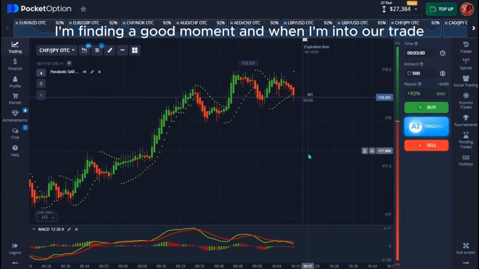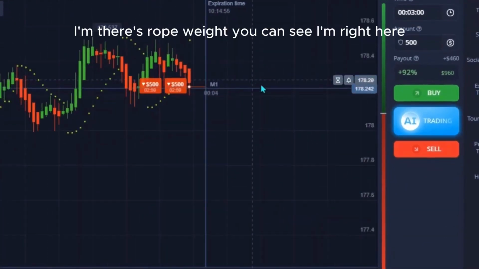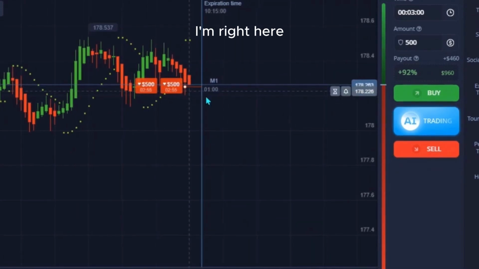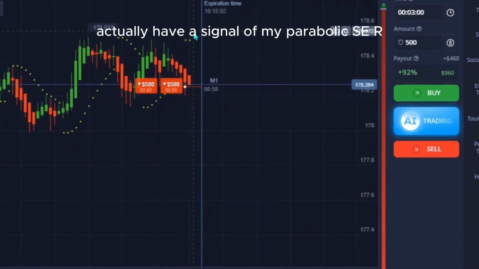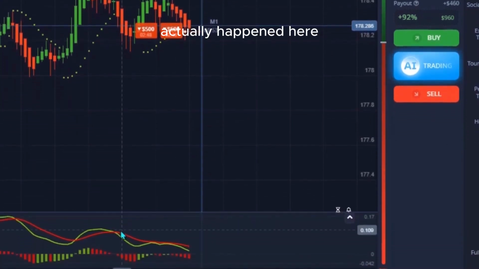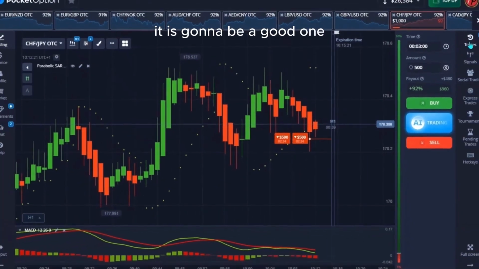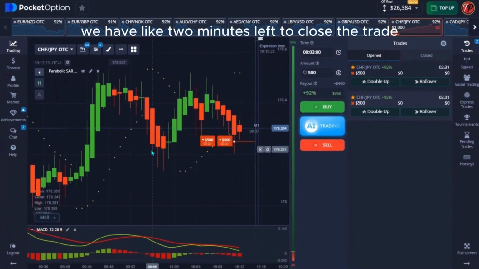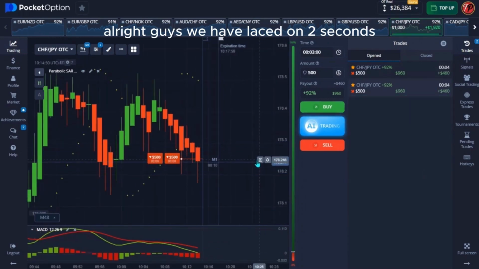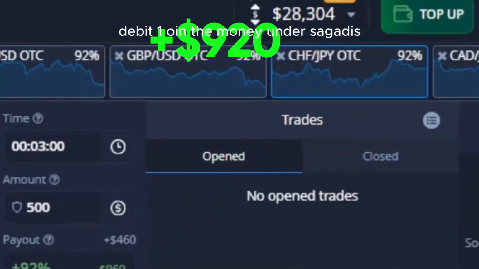Okay, guys, over here I'm finding a good moment. I'm going to enter our trade real quick. You can see I'm right here. This is actually a very powerful candlestick. I actually have a signal of my parabolic SAR, and the intersection of my MACD actually happened here. And this is actually a perfect condition for a down trade. All right, guys, so let's wait and see if this is going to be a good one. We have like 2 minutes left to close the trade. All right, guys, we have less than 2 seconds. Everyone, on the money on that.